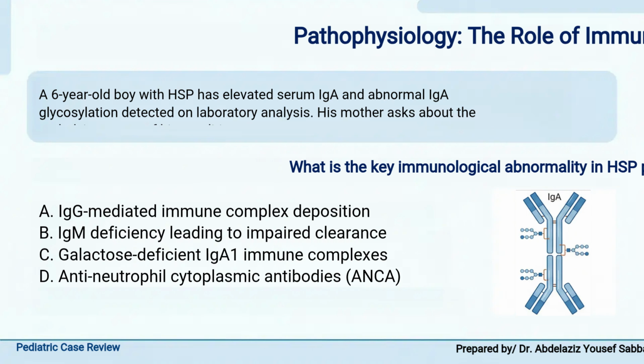Option A. Immunoglobulin G-mediated immune complex deposition. Option B. Immunoglobulin M deficiency leading to impaired clearance. Option C. Galactose-deficient immunoglobulin A1 immune complexes. Option D. Anti-neutrophil cytoplasmic antibodies.